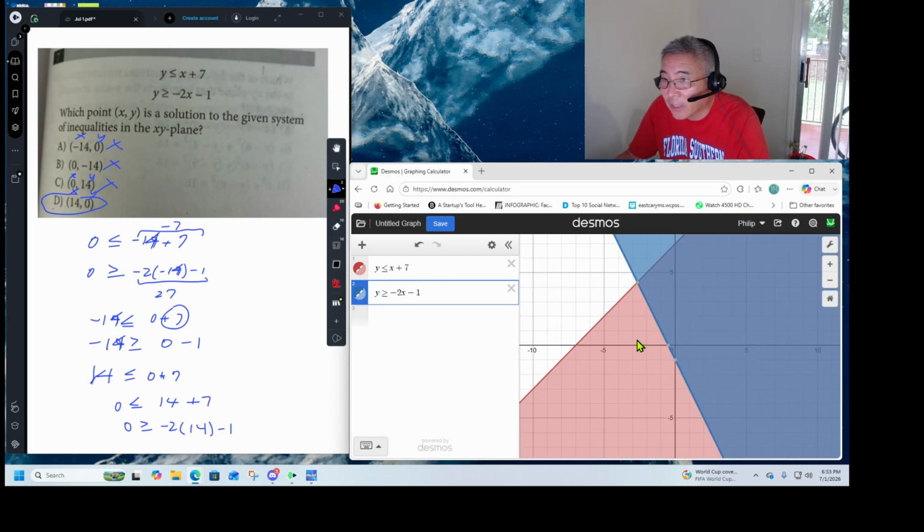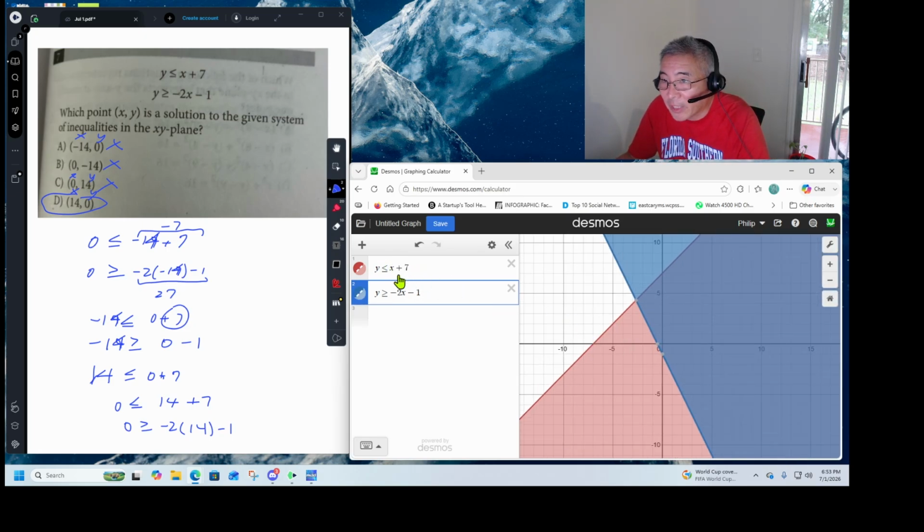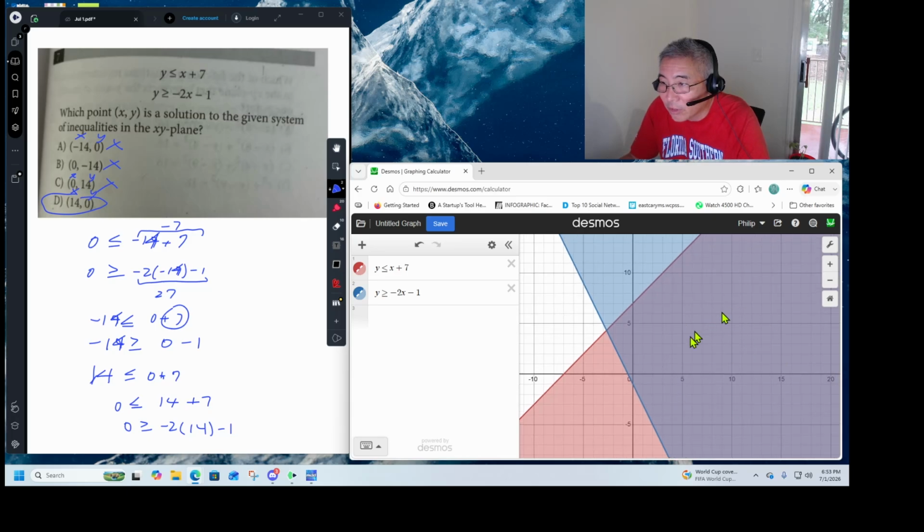So you can see that it maps out the red region and the blue region, and what we want is the combined region, so the part that's covered by both the red and the blue, right? So this is the region that is the desired region. Which one of these points is in this region?